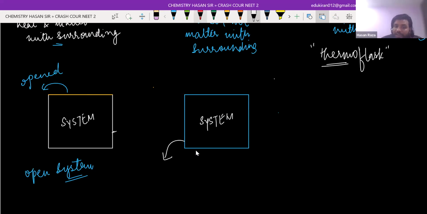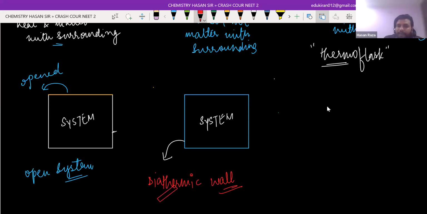So the boundary of a closed system is made up of a diathermic wall. This is also known as a diathermic boundary or diathermic wall. What does this wall do? Basically, this wall has the ability to exchange heat, but it cannot exchange matter. Only heat can be transferred to the surrounding, but matter cannot be transferred. So there can be a question: which type of wall is in a closed system? That is your diathermic wall.